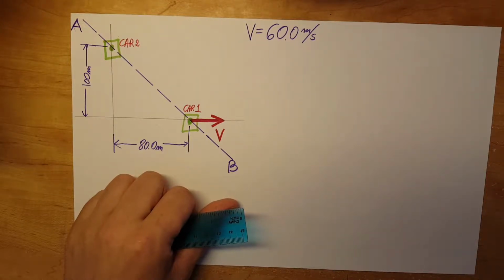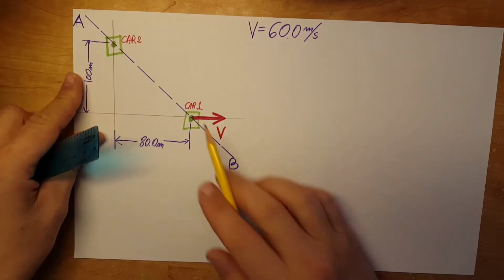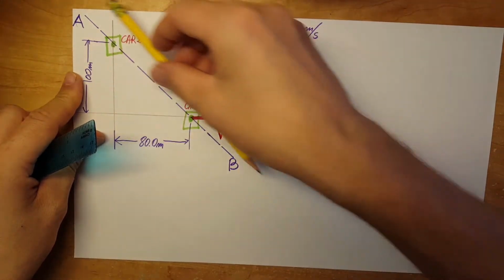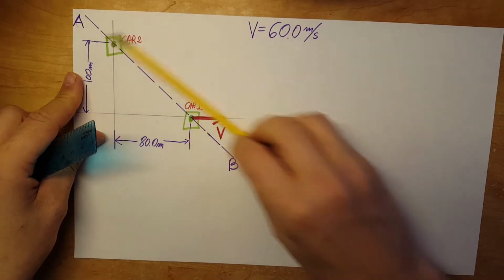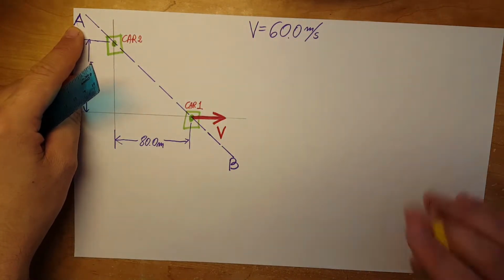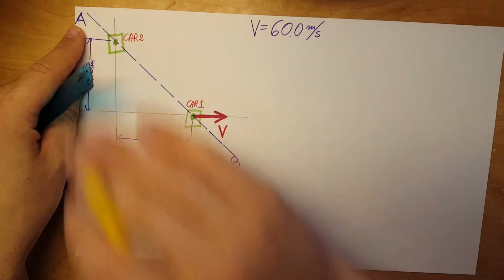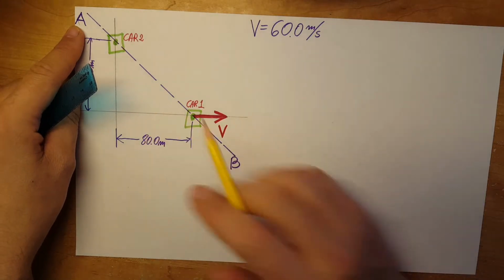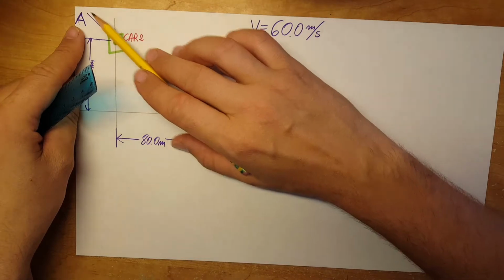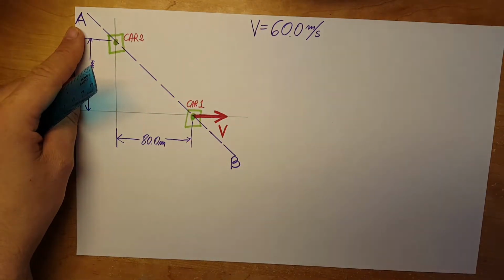Okay, let's work on the physics problem, and this one's about vector components. We have a car that's driving to the right, another one that's stationary, and we have an AB line between the two. The first part of the problem is asking us to show on the figure with arrows the components of this vector V, one that's parallel to the AB line and one that's perpendicular to the AB line.